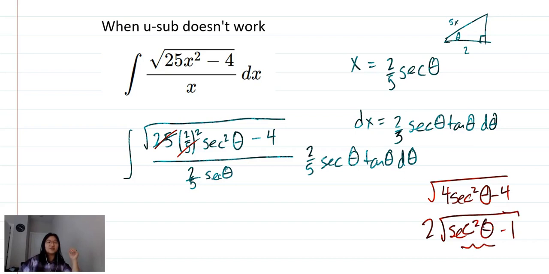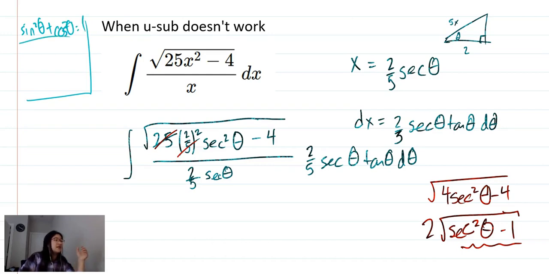And I think that's actually pretty useful, because if you remember, let's do an aside up here. Remember that sine squared plus cosine squared is 1. So if we divide everything by cosine squared, then we end up with tangent squared theta plus 1 equals secant squared theta.